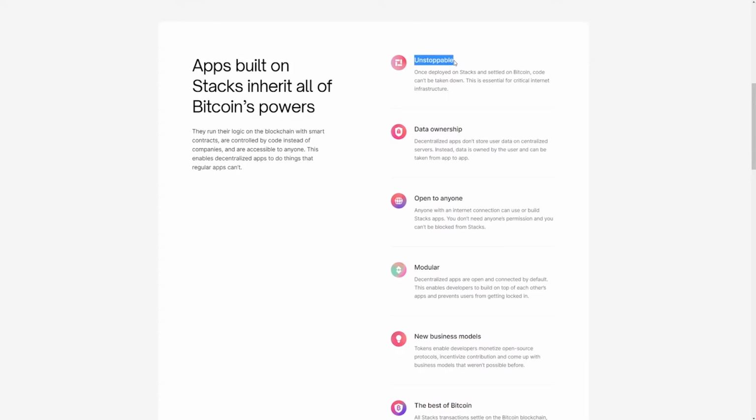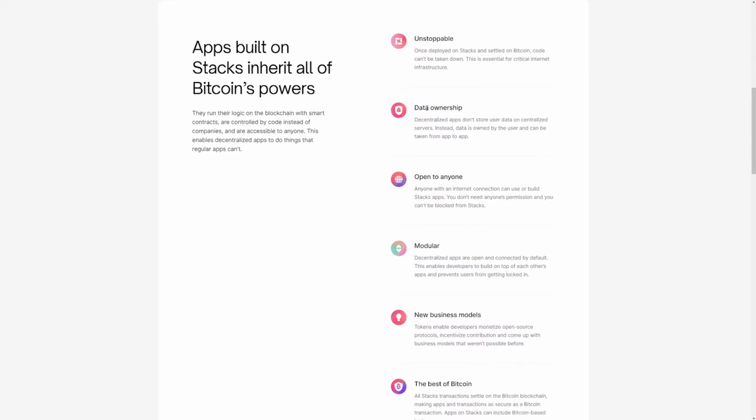So here we have a little overview of what the apps built on STX bring to the table. So they claim it's unstoppable because once deployed on STX and settled on Bitcoin, the code can't be taken down. So this is essential for critical internet infrastructure, which I agree with. That's pretty cool. Also, very interesting about data ownership, that decentralized apps don't store user data on centralized servers. Instead, the data is owned by the user and can be taken from app to app. So very difficult for anyone to get hold of that data.